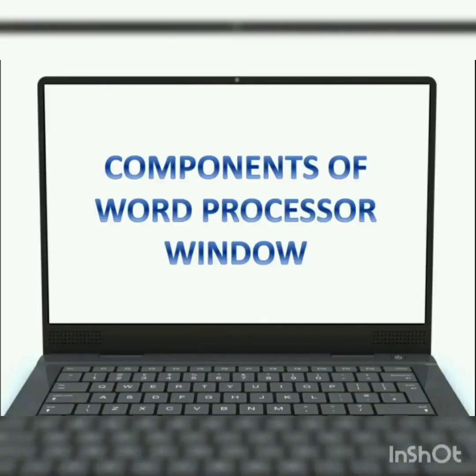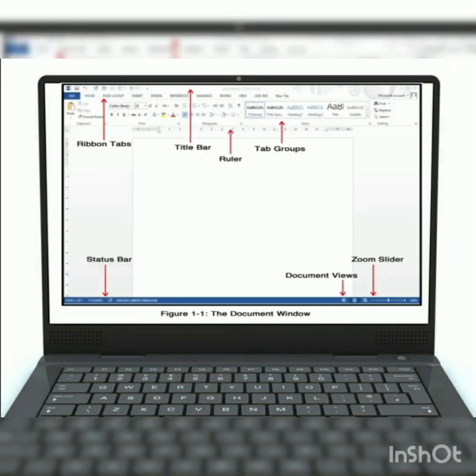Now come to the components of the word processor window. Kids, there are several components of a word processor window. In the next slide, you can see the picture of a word processor window. Kids, you can see ribbon tabs, title bar, ruler, tab groups, document views, zoom slider, and status bar.